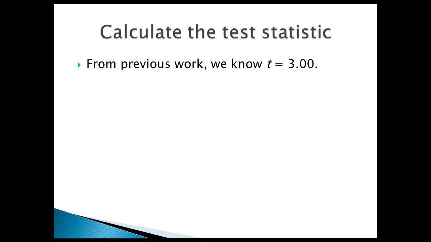Then we can calculate our t-test statistic, which we already know is 3.0 from our previous calculation in the non-directional test. So as you can see, regardless of whether it's a non-directional or directional test, the t statistic that you calculate will stay the same. It's the t critical value that you look up in the chart that's going to change.